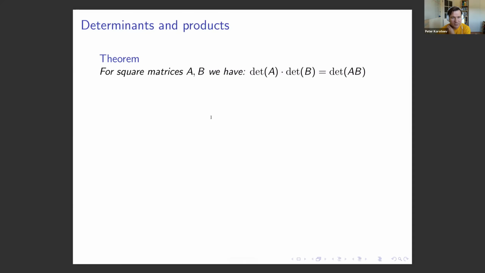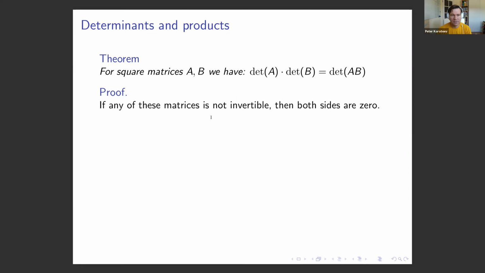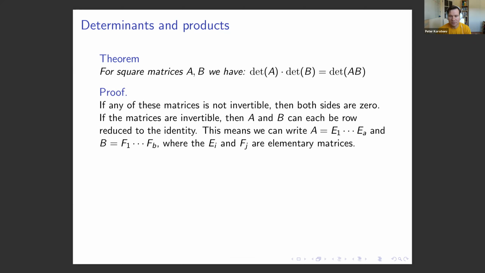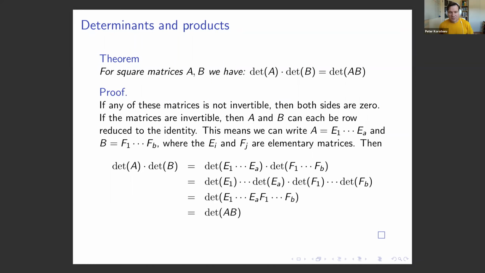And finally, let's talk about determinants of products. If A and B are any two square matrices, then the product of the determinants of these matrices is equal to the determinant of the product. If either of these matrices is non-invertible, then both sides are 0. Now, if the matrices are invertible, then A and B can each be row reduced to the identity. That means we can write A as a product of elementary row reduction matrices, and B as a product of other elementary matrices. Then we can compose them together like this. We saw before that the determinant of a product of matrices is equal to the product of their determinants, from which it follows that det A times det B is equal to det AB.